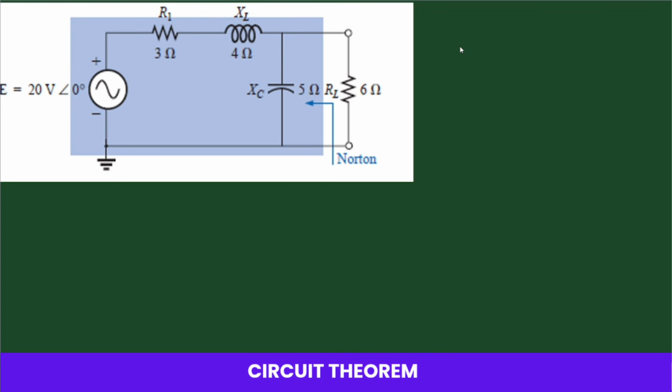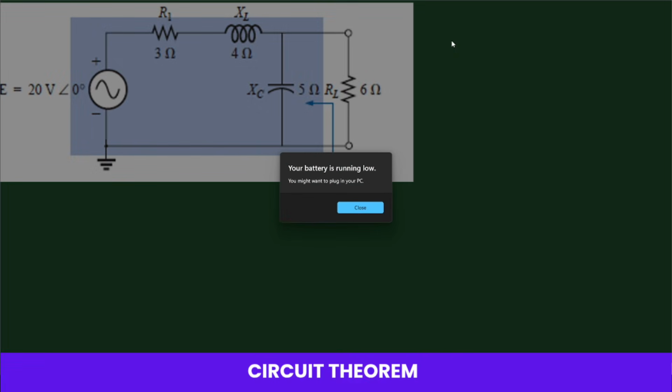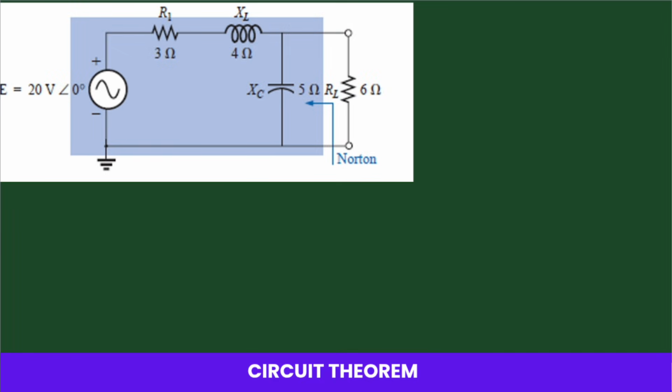Today our discussion is going to be centered on Norton's theorem. Norton's theorem is actually the source transformation of Thevenin's theorem. So anytime we take the source transformation of Thevenin, we are going to get Norton's theorem. So let's deal with it.